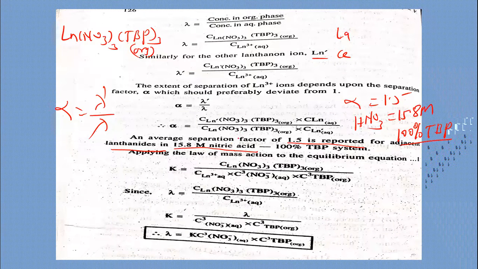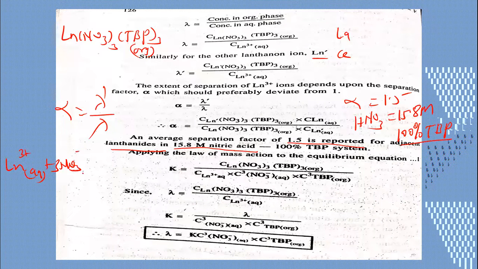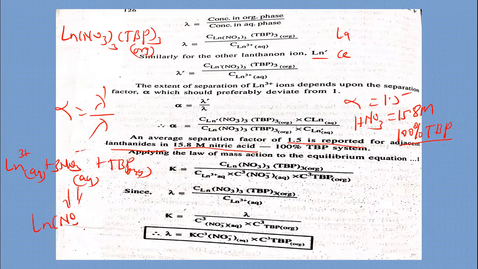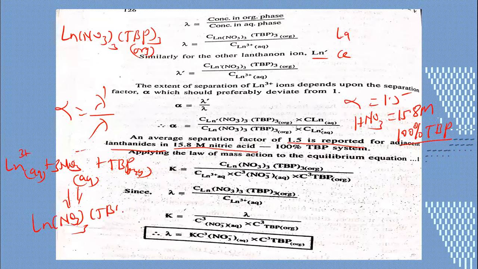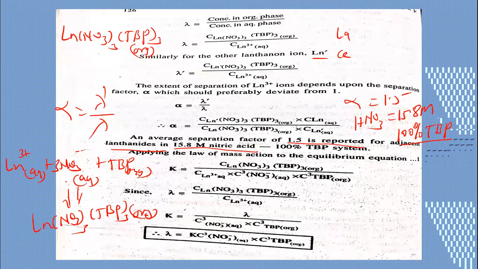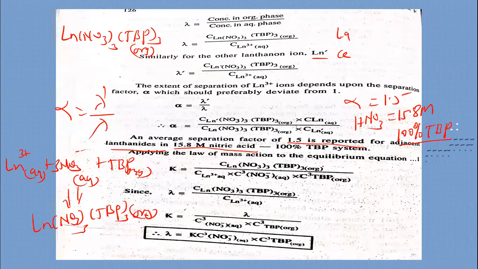Now we can apply the law of mass action to the complex formation process. Previously we have written the complex formation process: lanthanum tripositive ion, then 3 nitrate ions, then TBP, tributyl phosphate, into the organic phase, and this complex will be formed. Lanthanum nitrate thrice and TBP thrice, this complex is formed in the organic phase. So we can apply the law of mass action to this, and then determine the stability constant or equilibrium constant K.